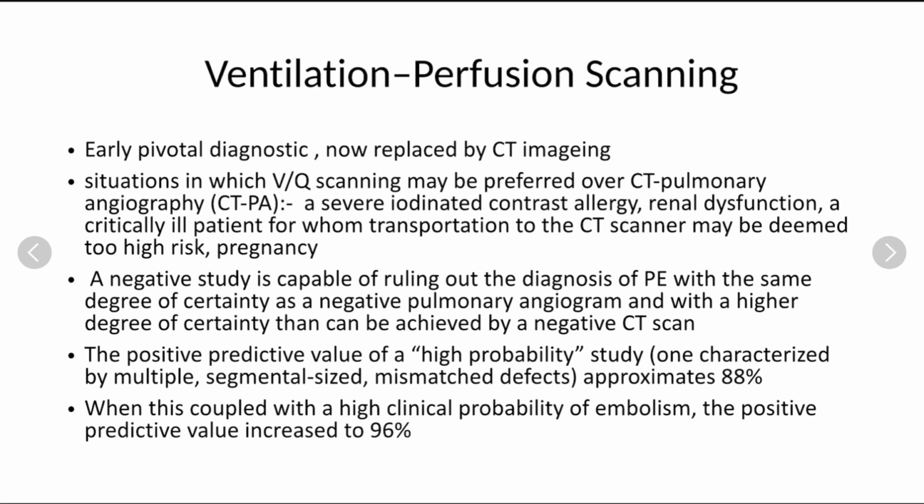Then comes ventilation perfusion scanning. They are telling that it was an early pivotal diagnostic test, but now it has been replaced by CT imaging. The situations in which we can order ventilation perfusion scanning, and it is preferred over CT pulmonary angiography, are these: severe iodinated contrast allergy, where we can't use contrast, so we should perform a ventilation perfusion scan in those patients. If renal dysfunction is there, if a critically ill patient for whom transportation to the CT scanner may be deemed high risk, or if the patient is pregnant, then in all of these cases a ventilation perfusion scan is preferred.